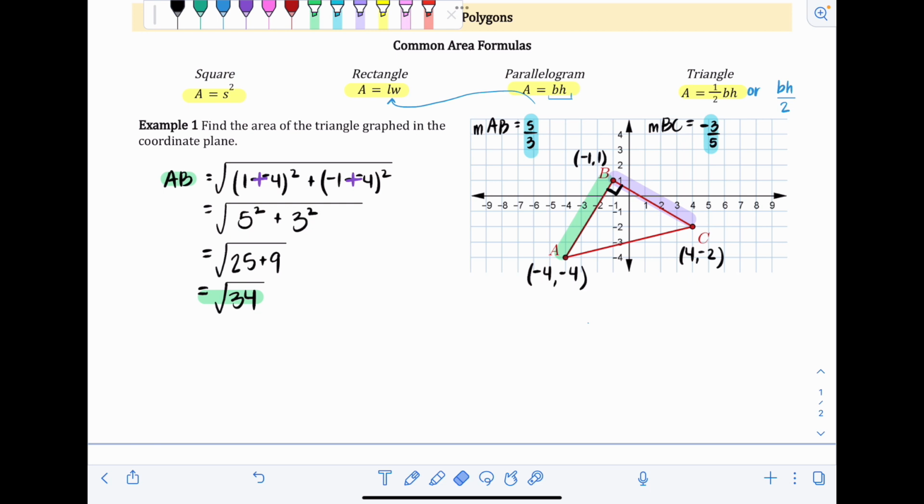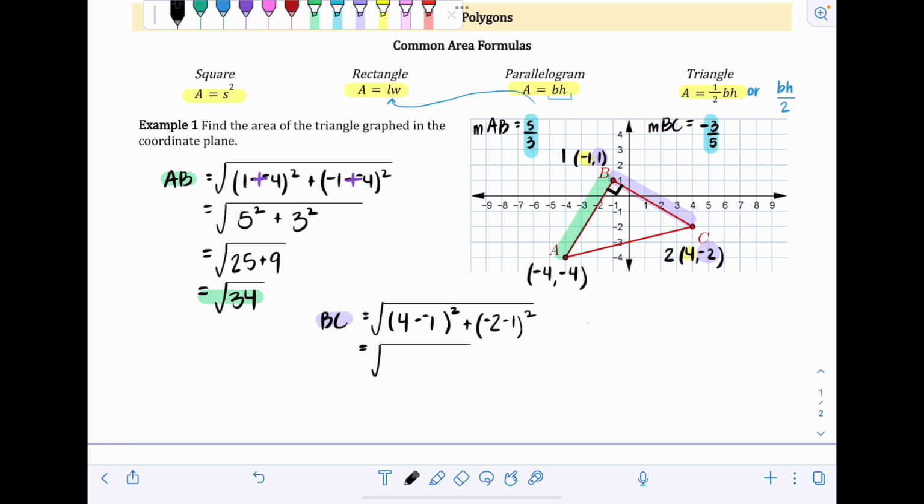Okay, so BC, we'll set up for our distance formula, and it doesn't matter which ones are point 1, point 2. I'll say this is my 1 and this is my 2. So my first part of my distance formula will be x2 minus x1, so 4 minus -1. And then the second part is y2 minus y1, so it'll be -2 minus 1, squared.